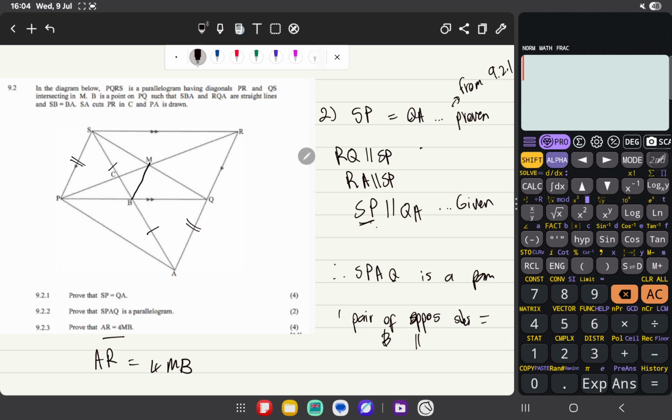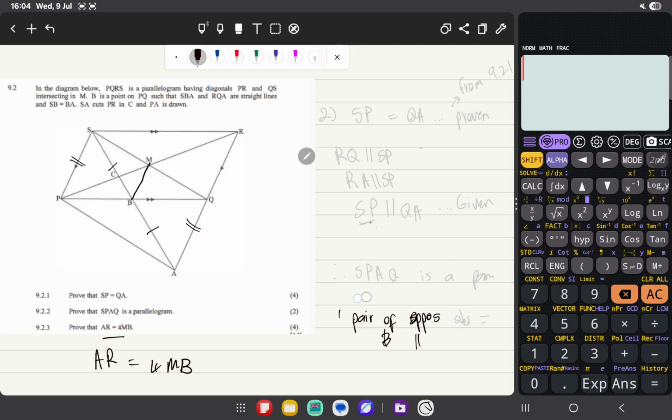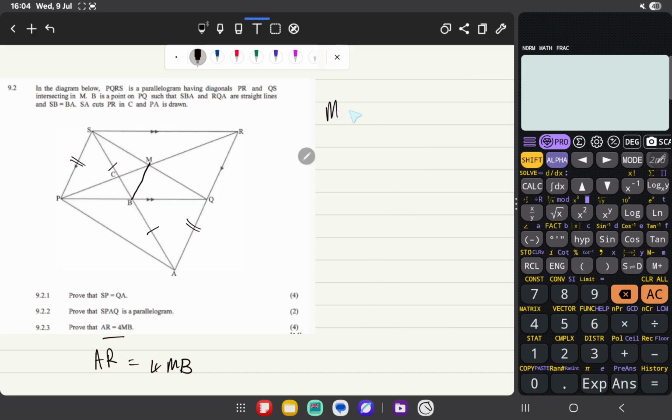So let me get rid of this. So we look at that point. Okay, or perhaps let's start here. Focus on point M. Let's think, what is point M? You know point M, it is what? It is a midpoint of PR.